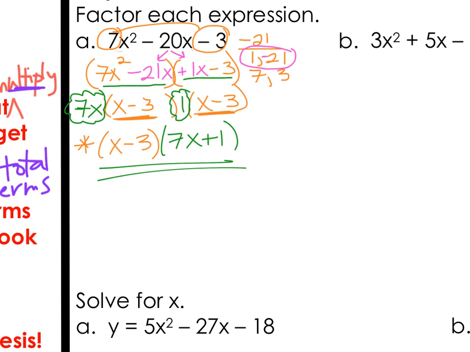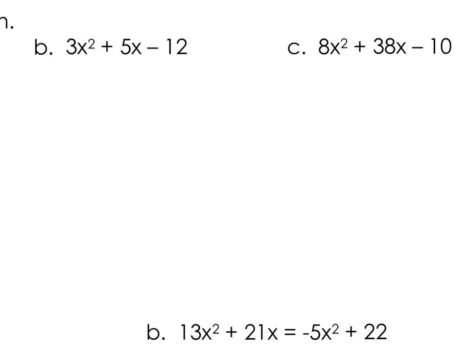You could always multiply them together to double check, and you'd get the original function in standard form. So let's go ahead and try another one. Here we have 3x squared plus 5x minus 12. Notice the coefficients do not have any common factors, so we have to go right to that a times c process. A times c, 3 times negative 12 is negative 36. So we now have to think of numbers that go into 36 that also add to get positive 5.